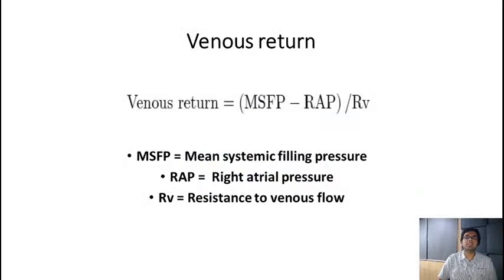Also important regarding the physiology of fluid responsiveness is venous return. Now the venous return depends on three factors: the mean systemic filling pressure, the right atrial pressure, and the resistance to venous flow. And it can be seen from this equation that the venous return is equal to mean systemic filling pressure minus the right atrial pressure divided by the resistance to venous flow. So this is a linear relationship between the venous return and the above three factors.